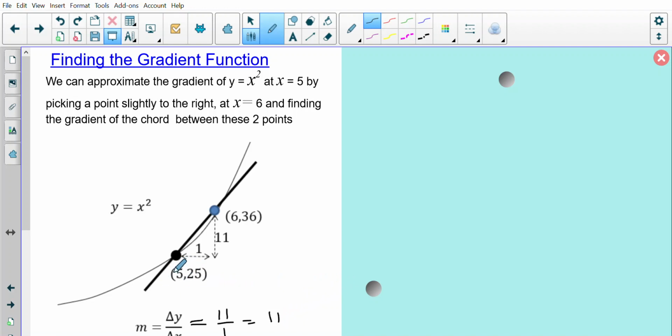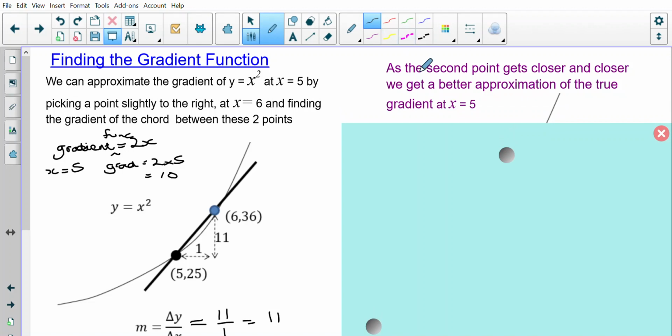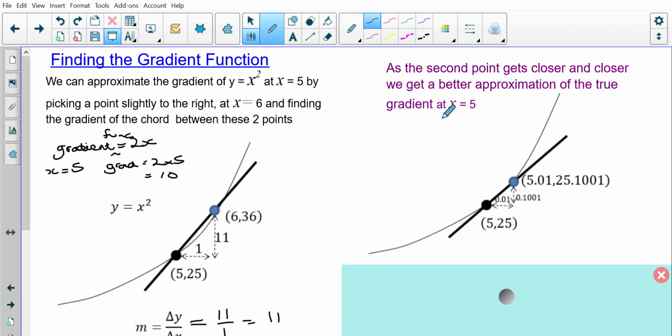Now we know that the actual value of the gradient at x equals 5 we could work out using that gradient function. So we said the gradient function for the x squared curve is 2x. So at x equals 5 we know the gradient is 2 times 5, which is 10. Okay, so we've got an approximation of 11. So it's close, but it's not great. So if we picked that second point closer and closer to 5, we're going to get a better approximation of the gradient at x equals 5.